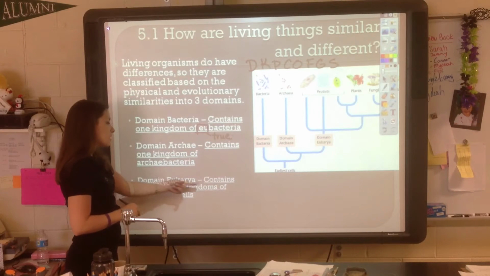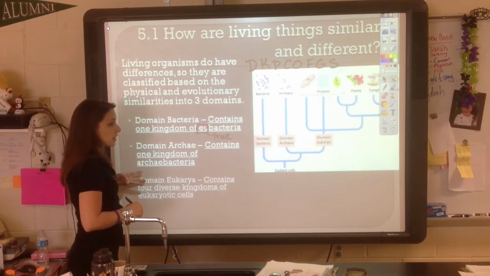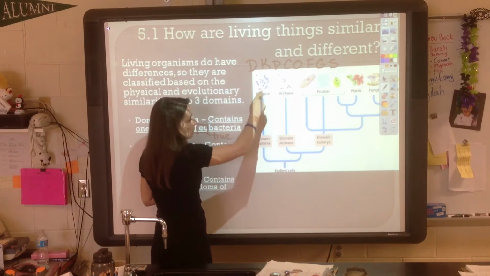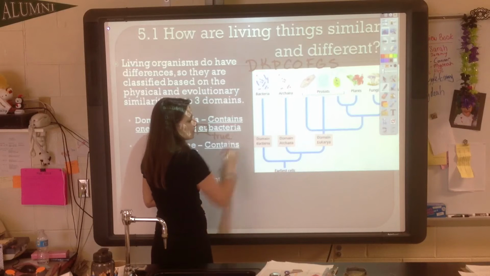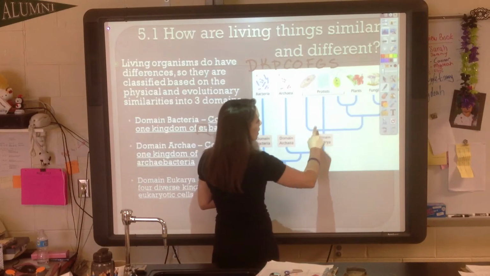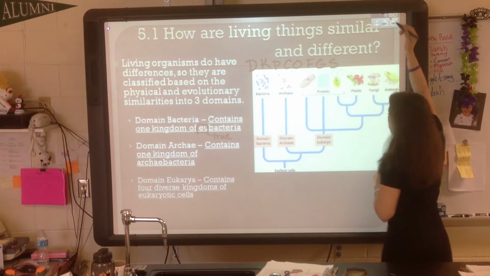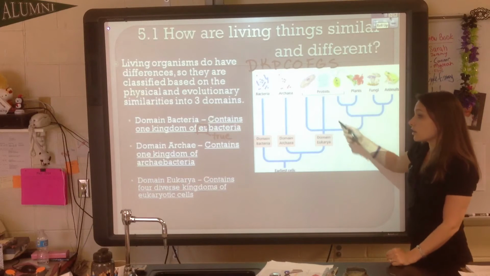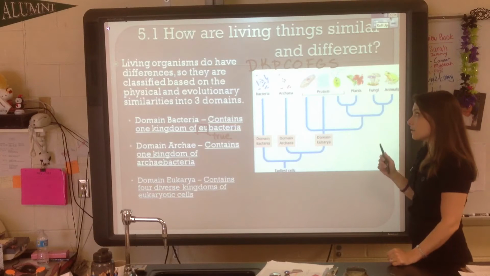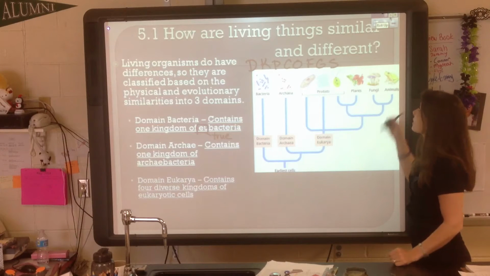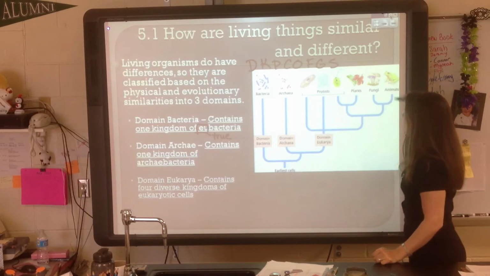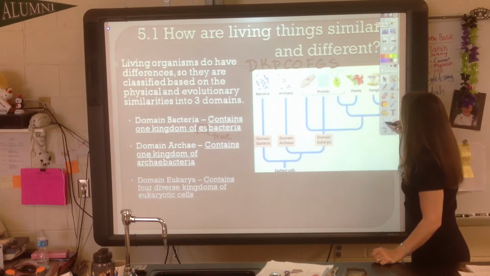And then domain eukarya, so we have 3 domains. Domain bacteria has 1 kingdom, domain archaea has 1 kingdom, but domain eukarya has 1, 2, 3, 4 kingdoms, because these are all eukaryotic cells. And so we see this example of classification and how we can group living organisms.